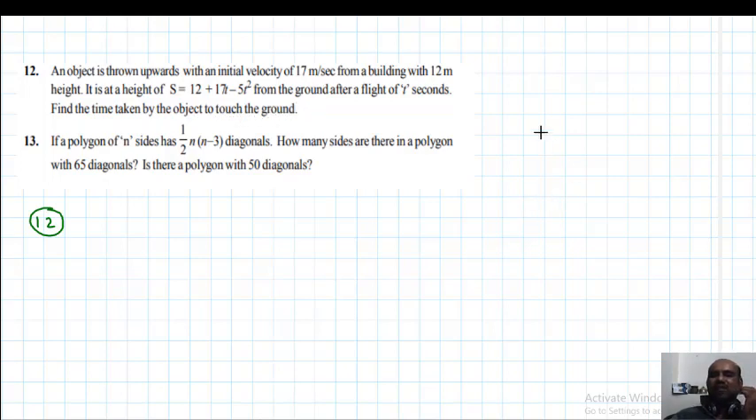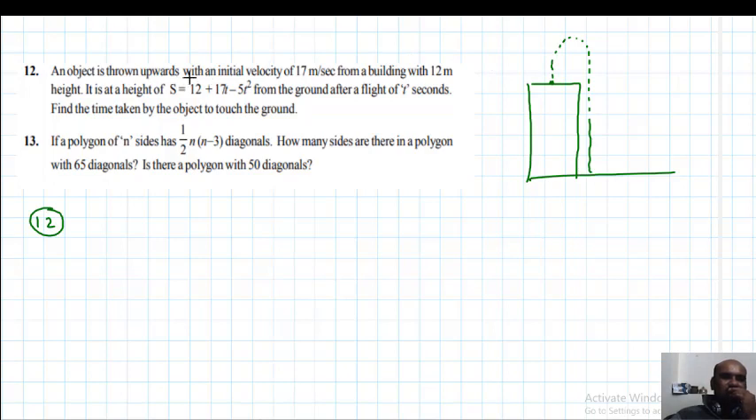Okay, this is not our problem actually. This is the ground, this is the building. So here a stone is thrown, and this is the path of that. What does this mean? Distance traveled by the stone and the time is given here. Actually, this equation should be derived using the initial velocity of 17 meter per second and building height of 12 meters. But in this problem, the relationship between distance traveled by the particle and time is directly given.